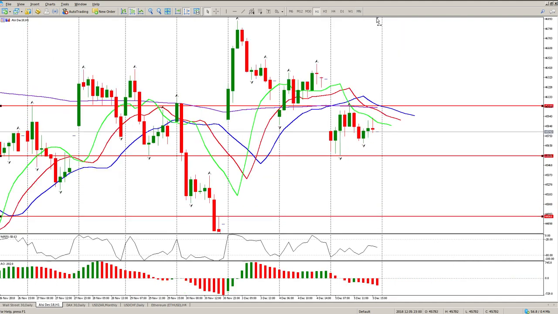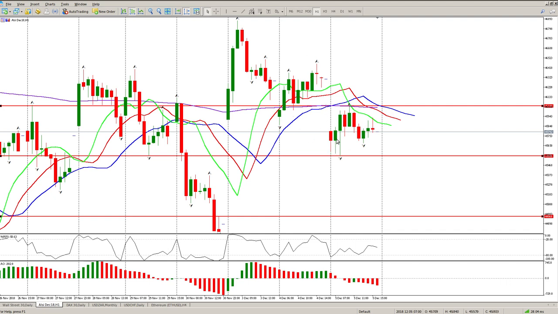Okay, so let's just see if we can get right. So you can see on the hour how we gap below the alligator. Technically speaking, this retest of the 200 here should have been an entry short. What am I talking about?